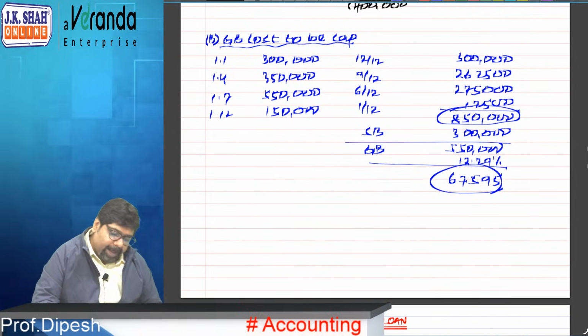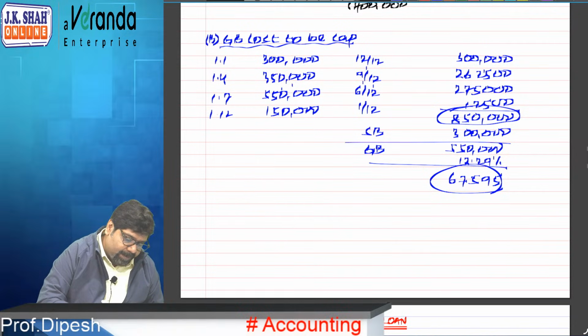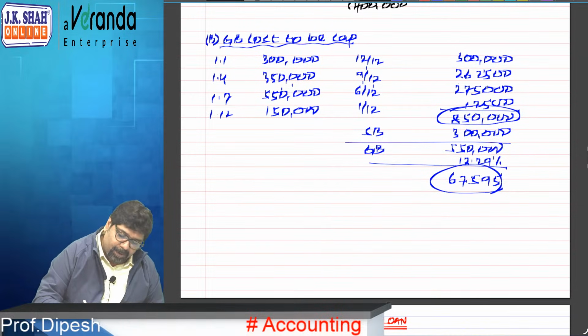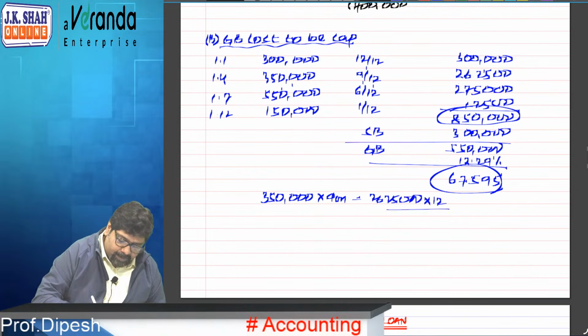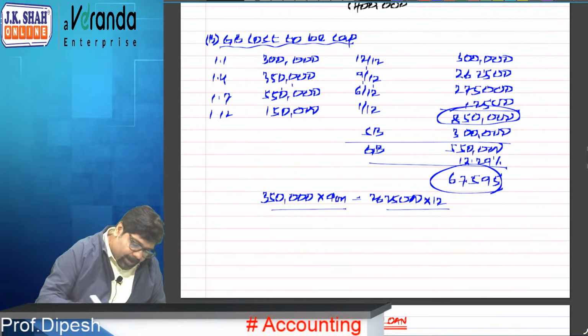Correct? 3 lakhs for 12 months is equal to 3 lakhs. 3,50,000 for 9 months is 2,62,500 for 12 months, one and the same. Understand this: if I say I have spent 3,50,000 for 9 months or 2,62,500 for 12 months, it's one and the same. You can multiply and check. So all this is for how many months?